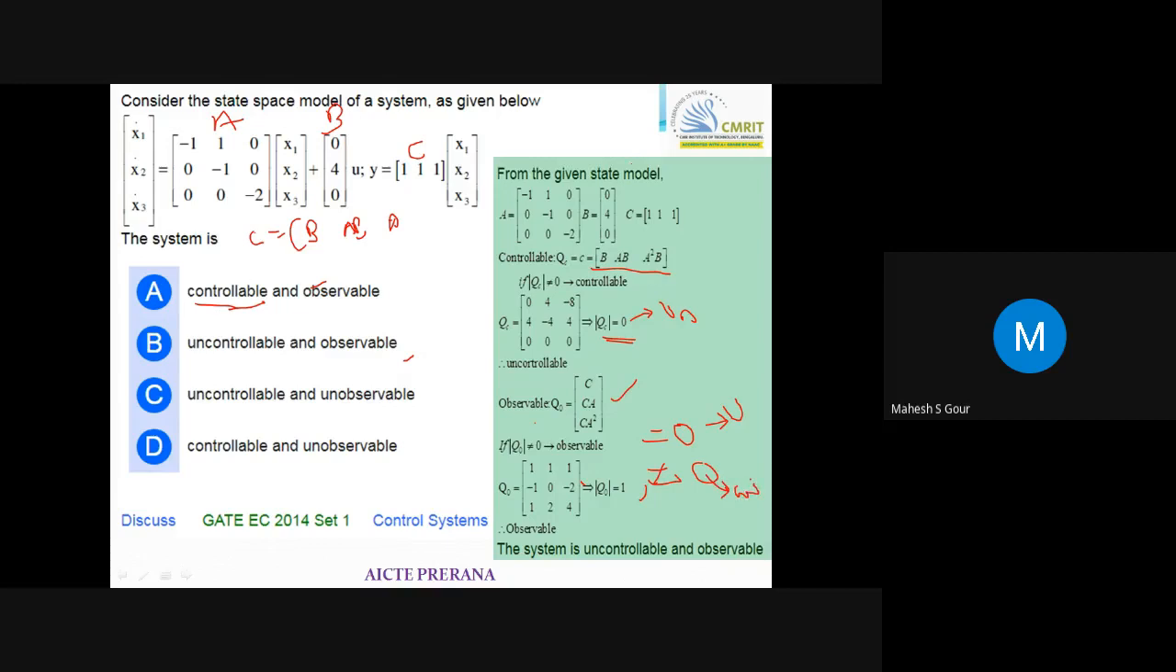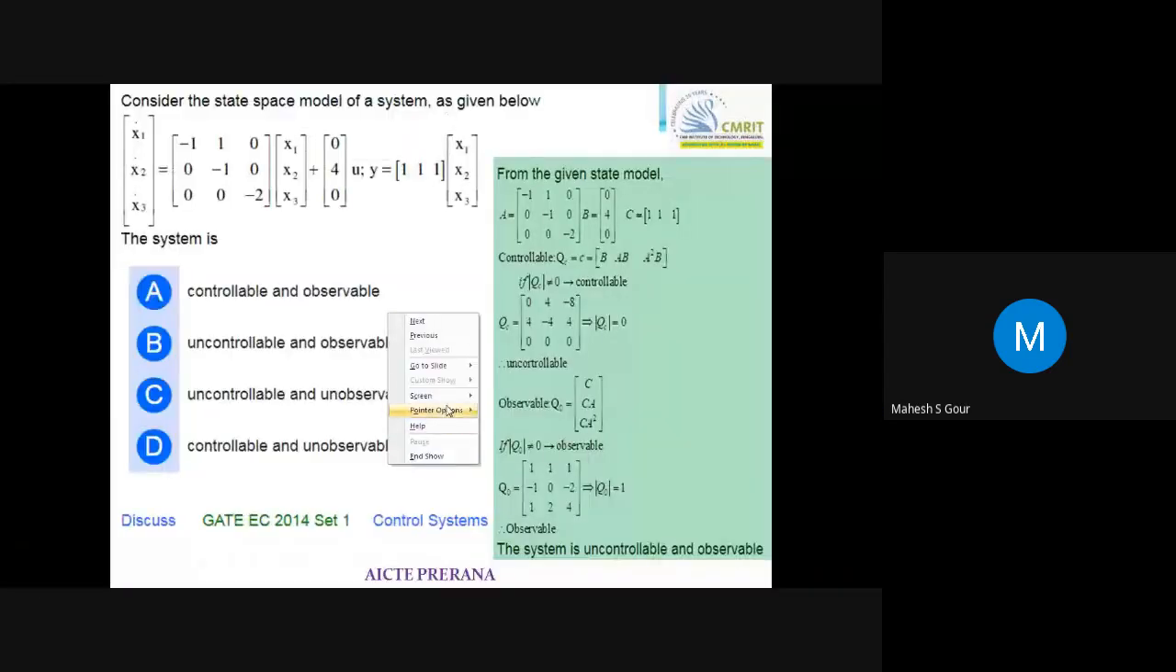So can you solve for controllability? B, AB, A square B, or do I need to solve? We can solve, sir. So B remains the same. B is this, 0, 4, 0, and this first column remains the same. Then A into B: minus 1 will be multiplied with 0, this 1 will be multiplied with 4, and 0 into 0, so you'll be getting the answer as 4 here. For the second one, only the middle term is there, so you'll be getting minus 4, and this will be 0.